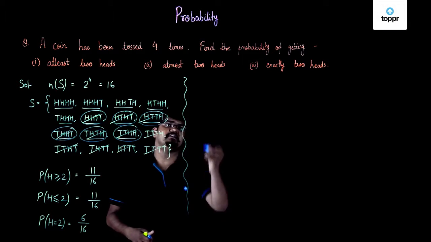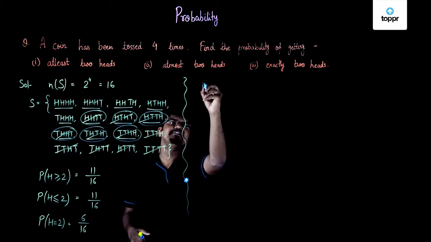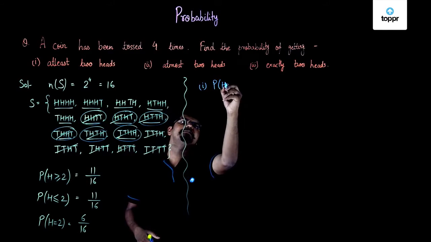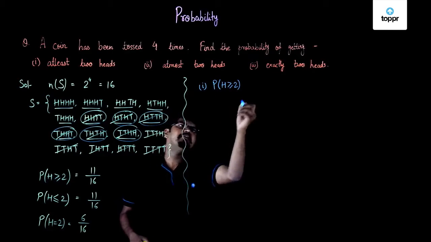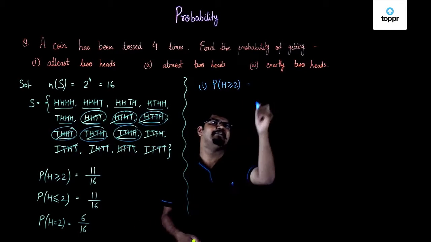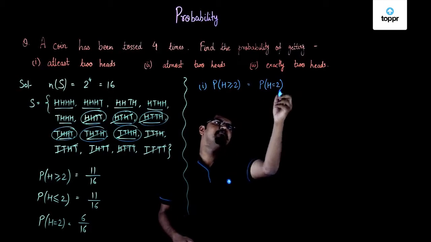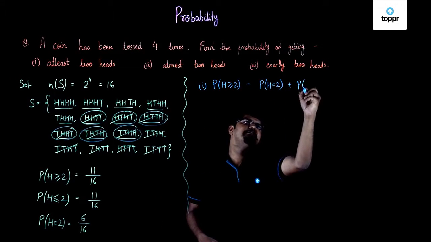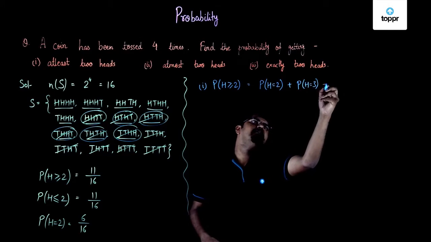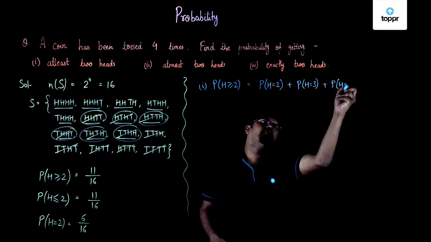So for the first method, that is for the first particular value, which is probability of head is greater than or equal to 2, we can say that for this particular probability, we'll have to find out and add the probability when head is equal to 2, when head is equal to 3, and when head is equal to 4.